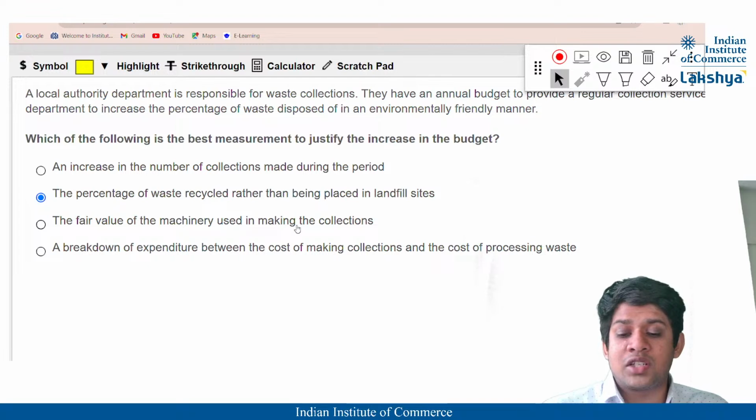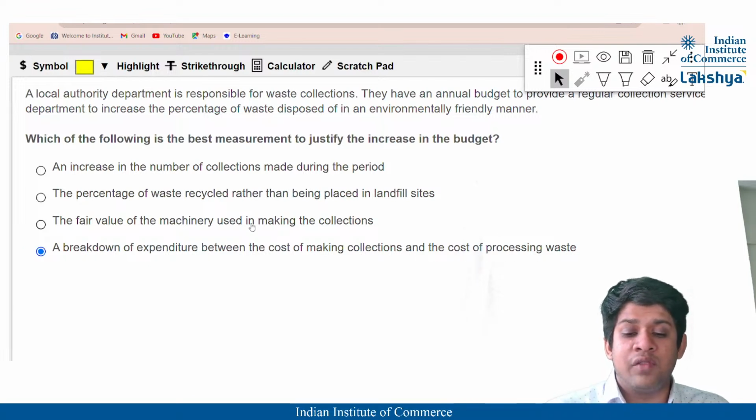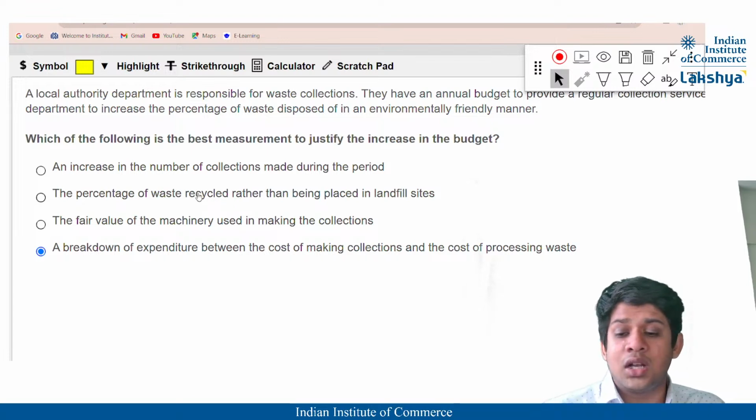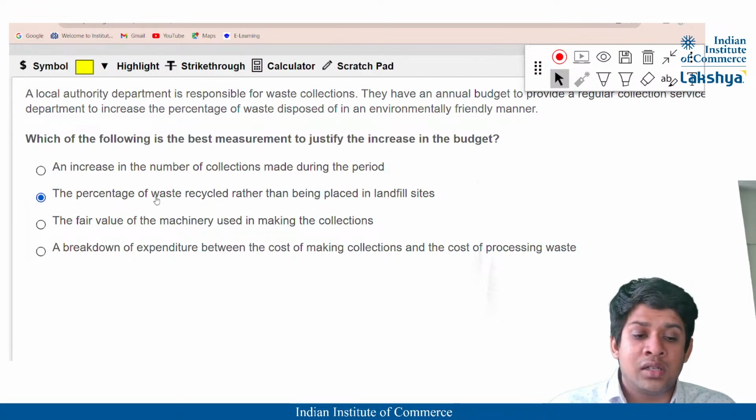And the fair value of the machinery used in making the collections, no, that is irrelevant. And a breakdown of expenditure between the cost of making collections and the cost of producing waste. You can just break that down, but that will not give you the best measurement of the budget. I think the best measurement will depend on the waste recycled, right? So you will identify how much of the waste should be recycled this year, or accordingly how much the budget should be increased, right?